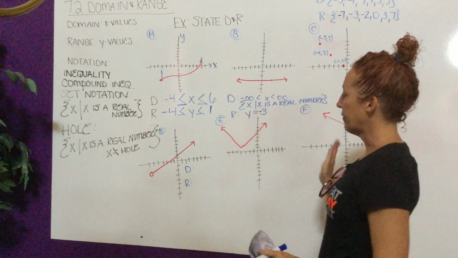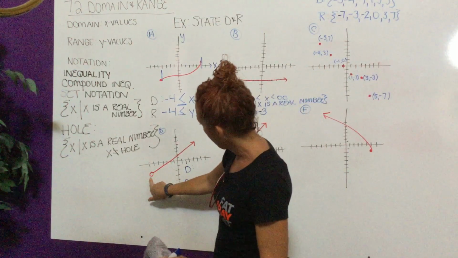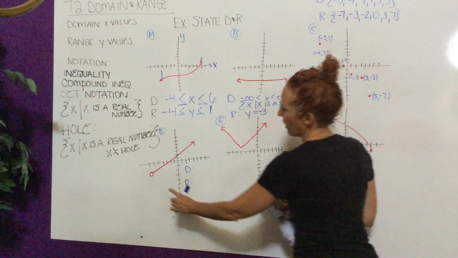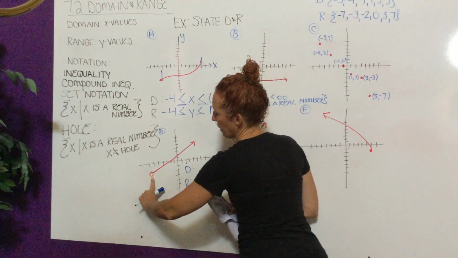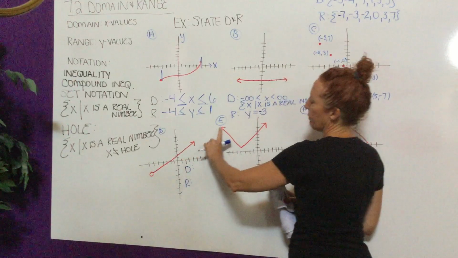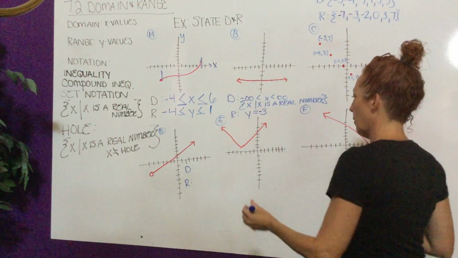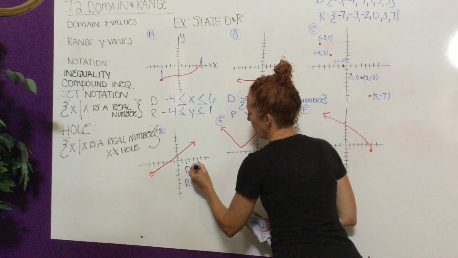So domain, left to right. It looks like on the left I go to about negative 7. It does not include negative 7. And then I get bigger and bigger and bigger, and that arrow goes to the right forever. So x is in between.